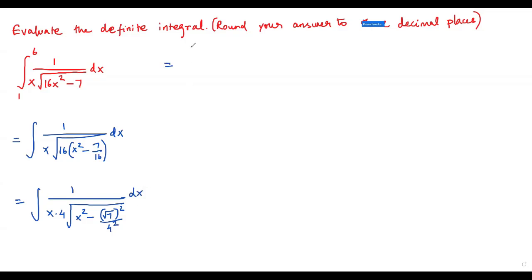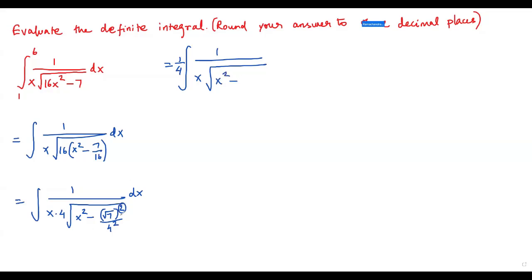Okay, now let me continue over here. Integral. Here this 4 is a constant. Since a constant is multiplied by the stuff which contains a variable, we can move this constant 4 out of the integral. Since the constant 4 is in the denominator, when it comes out of the integral, it will become 1 over 4. Then I'm getting 1 over x times square root of x square negative.